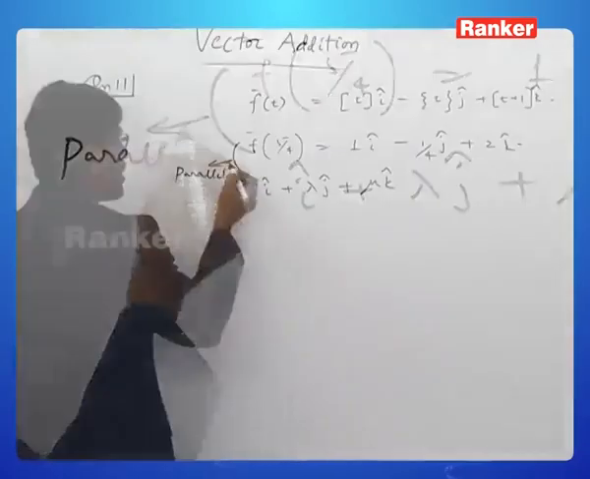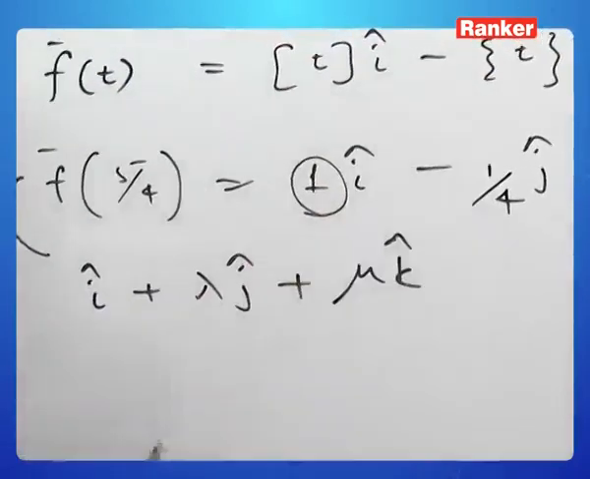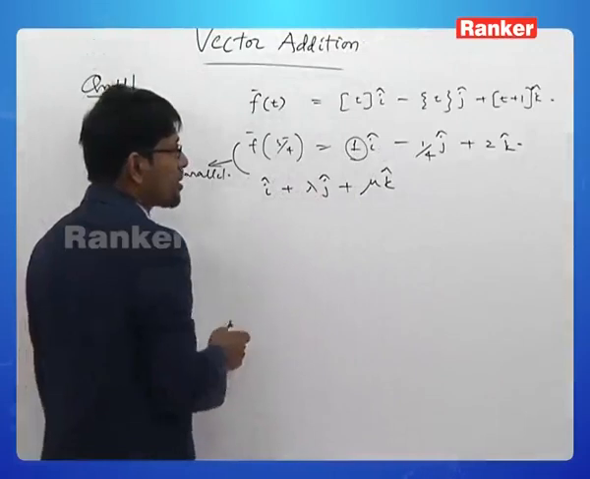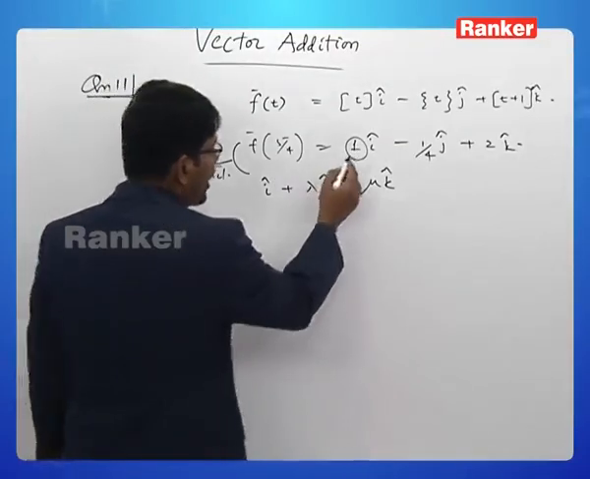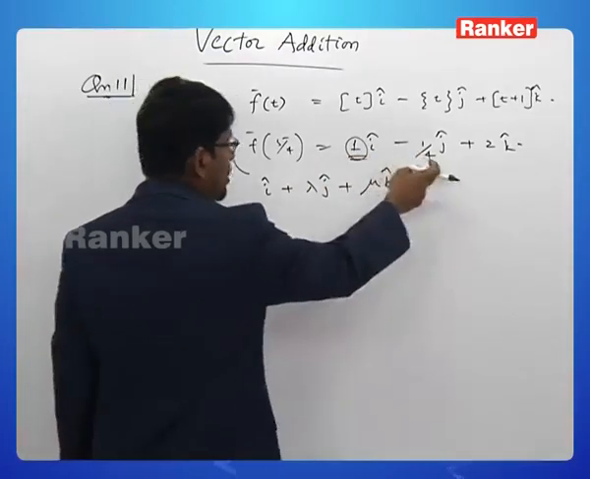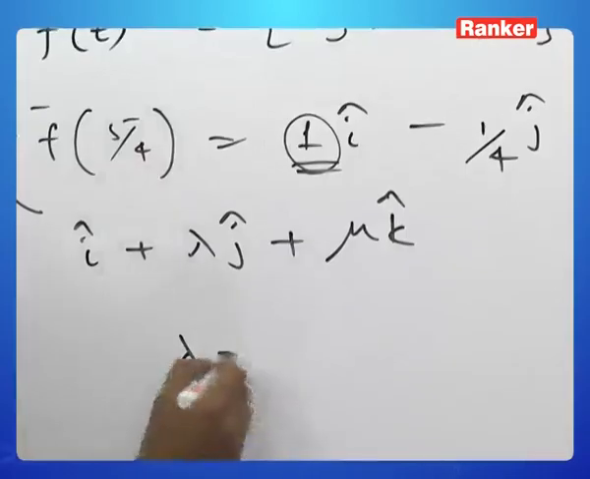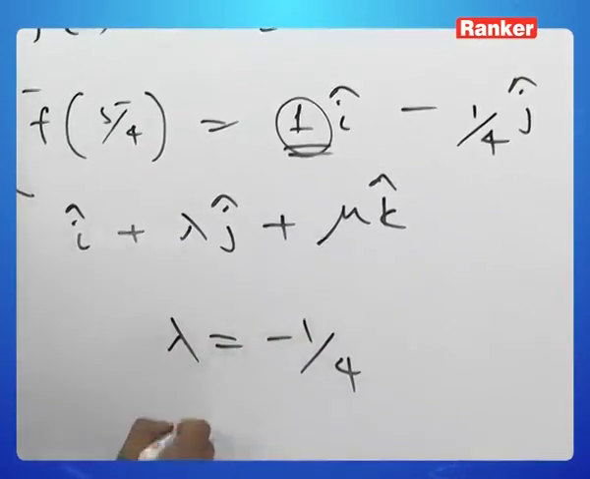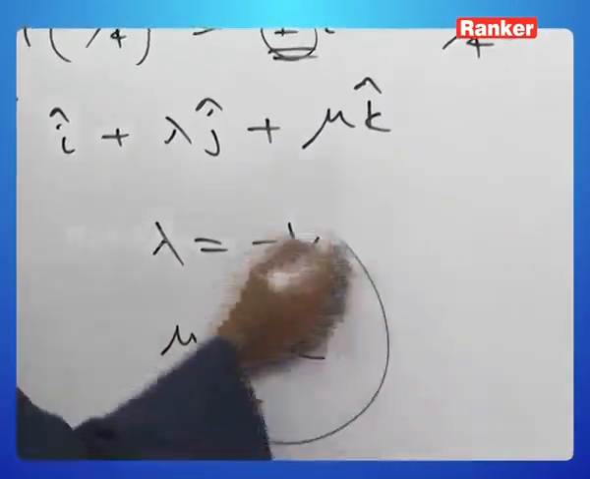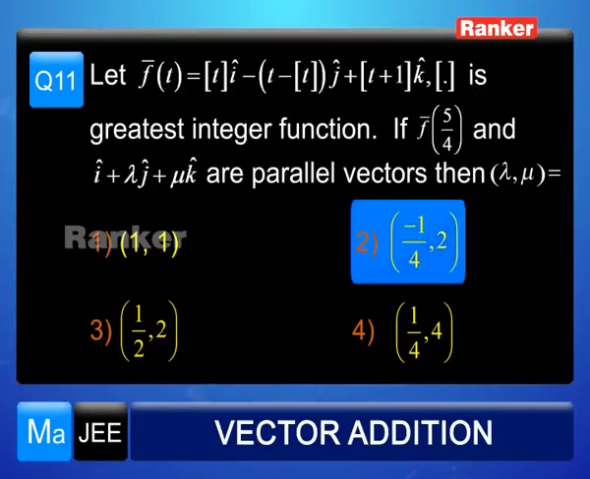When are two vectors parallel? The coefficients of the like components must be proportional. We already have the i components matching here, so they should match. The j component and k component also should match. So lambda should be minus 1 by 4 and mu should be equal to 2. Clear? Clearly option 2 is the right answer. Option 2 is the right answer.